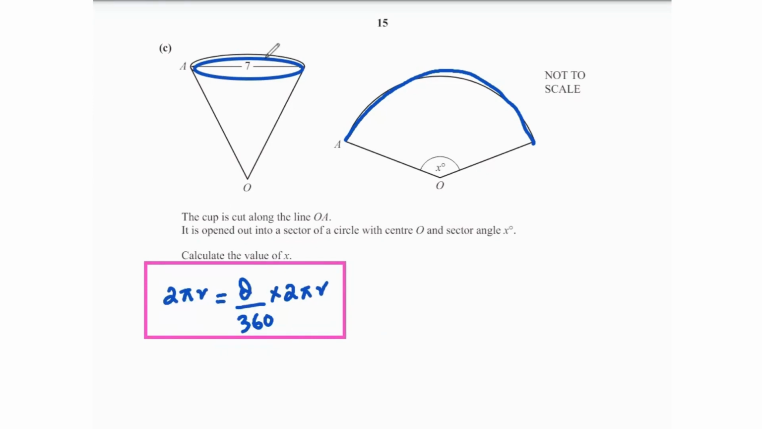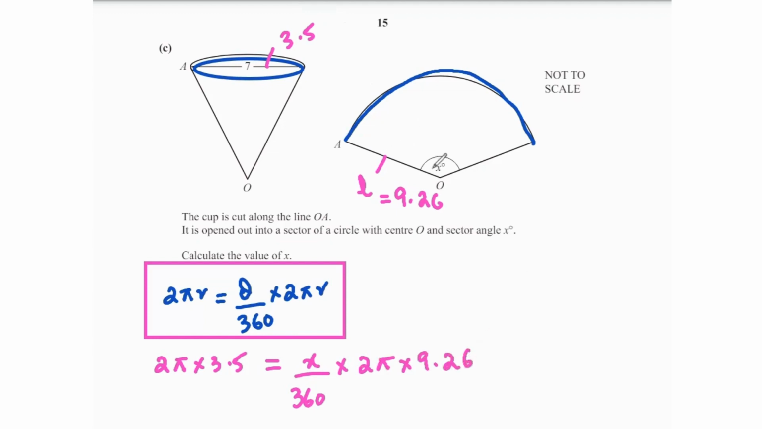So we know that radius is 3.5 over here. Over here, the radius will be your slant length, that is 9.26. So that's going to be 2 pi times 3.5 equals to x over 360 times 2 pi times 9.26. The reason why the radius is 9.26 for the sector is because when you open this cone up, this running length is OA because it's going from the center to the point over here. So this would be the same in both cases. Hence the radius of the sector is also 9.26.